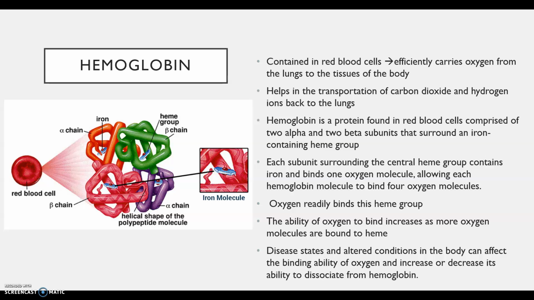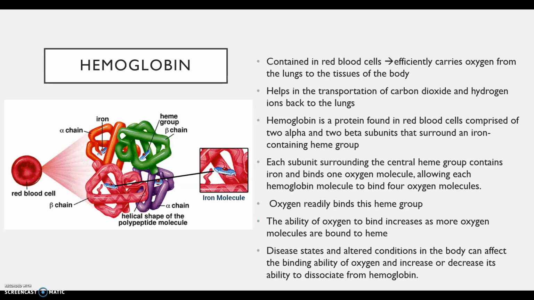Hemoglobin is a protein found in red blood cells, and if you look at the picture on the left, it's comprised of 2 alpha and 2 beta subunits that surround an iron-containing heme group. Each subunit surrounding the central heme group contains iron and binds 1 oxygen molecule. So in total, that hemoglobin molecule will be able to bind 4 oxygen molecules. Oxygen can bind readily to this heme group, and the ability of oxygen to bind increases as more oxygen molecules are bound to the heme.